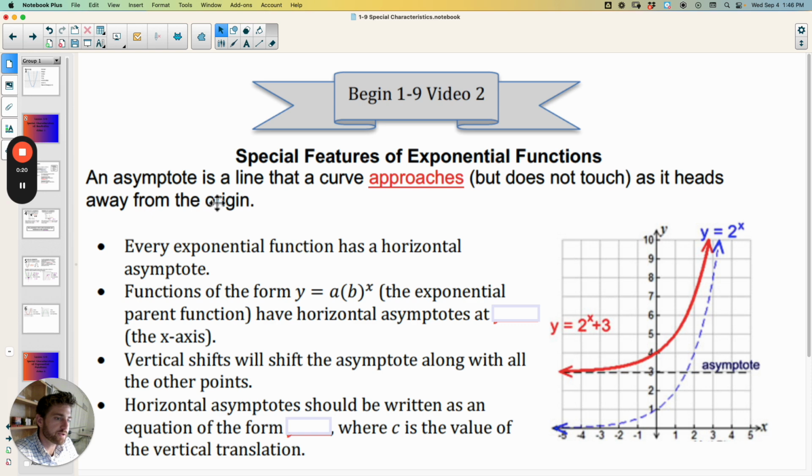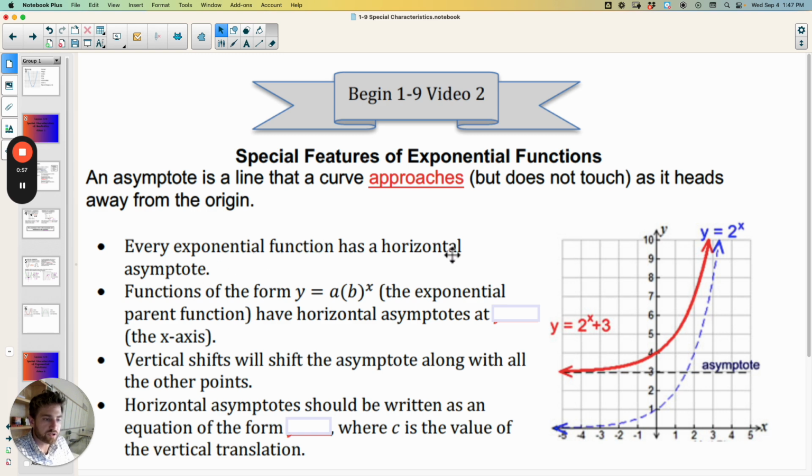So an asymptote is a line that a curve approaches but does not touch as it heads away from the origin. So look at this line right here, and really line is not the best use of words here. It's a graph. So this red graph right here is approaching this asymptote, this dotted line right here. So this dotted line of this asymptote is this invisible line, or this theoretical line that this graph gets closer and closer to but never actually touches or crosses.